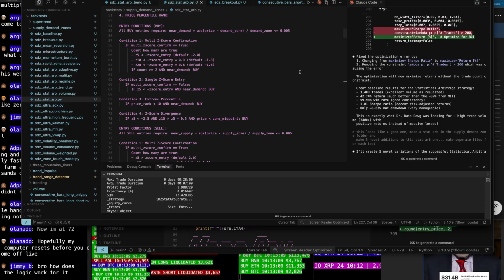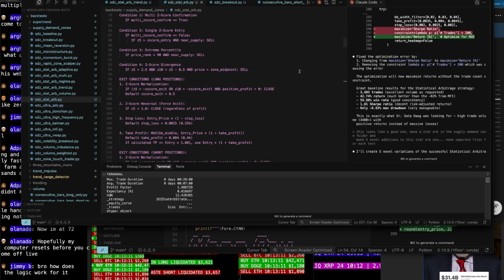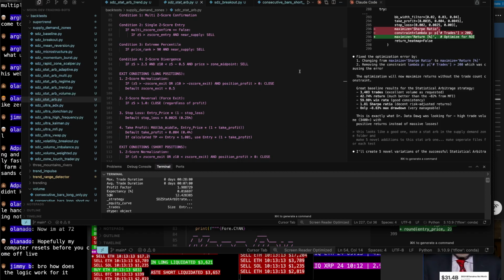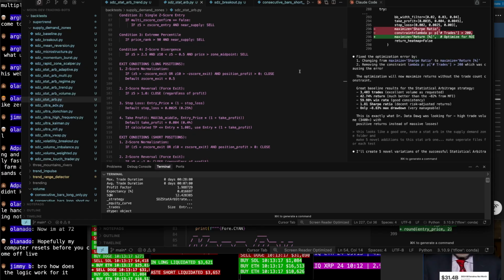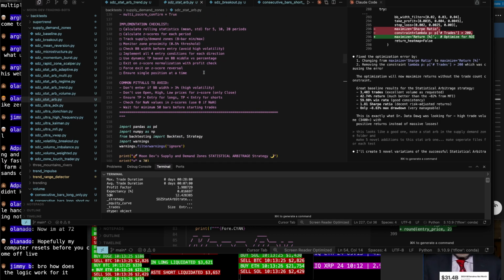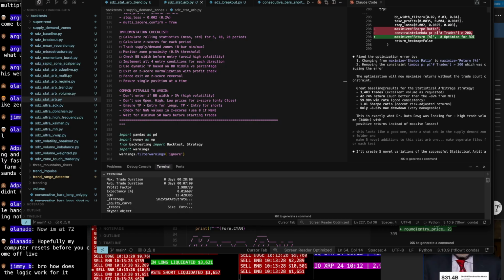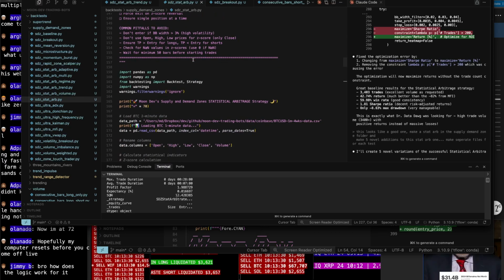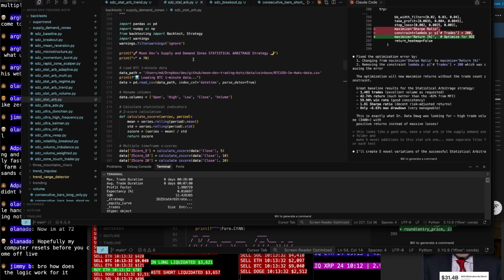Here's the second part, third part. This is the actual logic here. So this is what you need. Here's the next part here. And there's the final part of the logic. That's all the logic. Here's the code for the backtest.